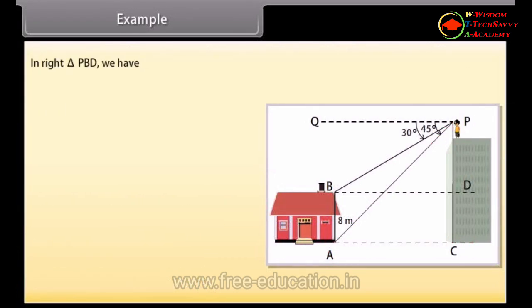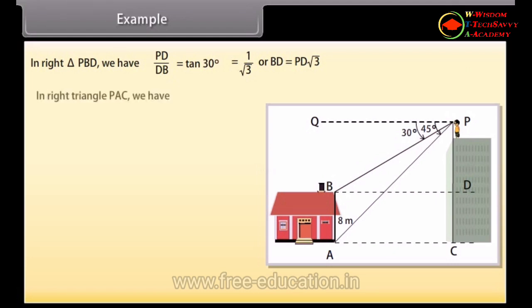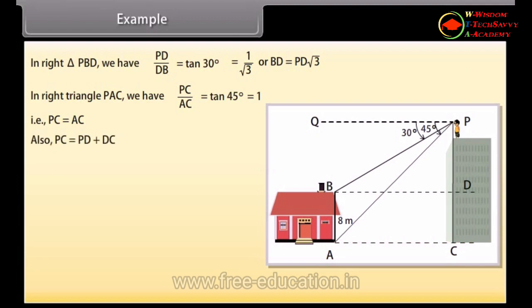In the right triangle PBD, we have PD upon DB equals tan 30 degrees, which is equal to 1 upon square root 3, or BD is equal to PD square root 3. In right triangle PAC, we have PC upon AC equals tan 45 degrees is equal to 1. That is, PC is equal to AC. Also, PC equals PD plus DC. Therefore, PD plus DC is equal to AC.